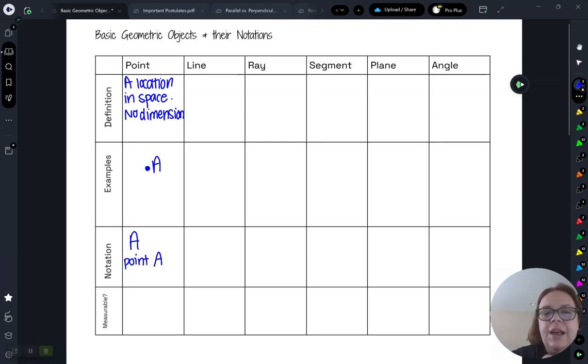And now because it doesn't have any length or width or height, it has no dimension, it's just a location, it is not measurable. So I'm just going to write no, it is not measurable.